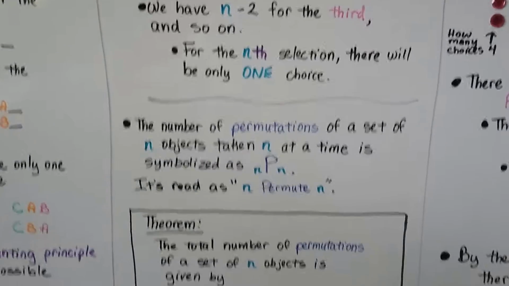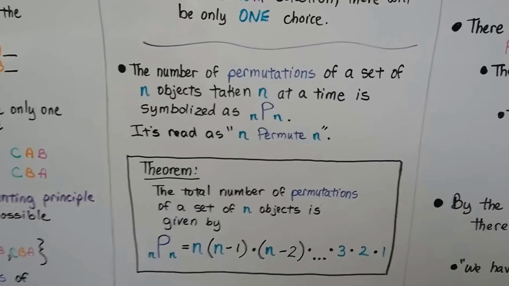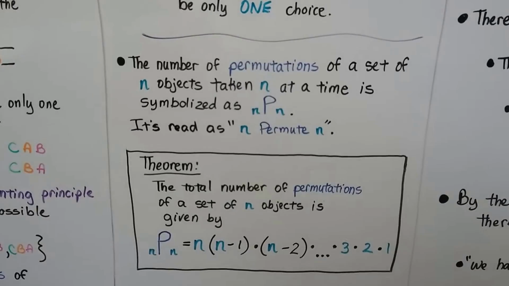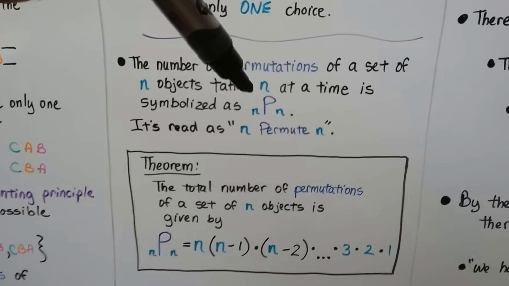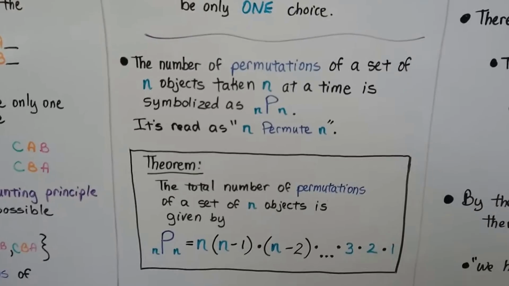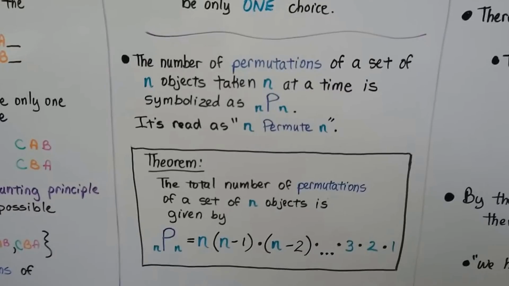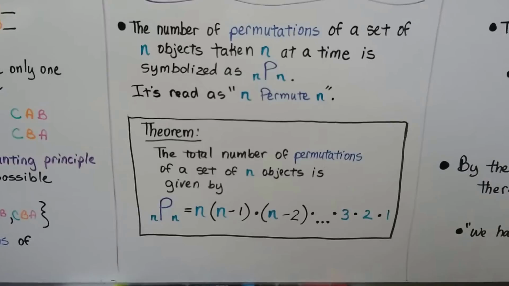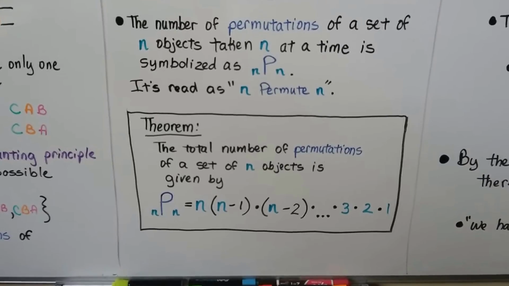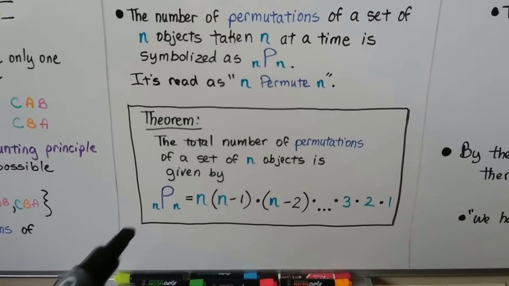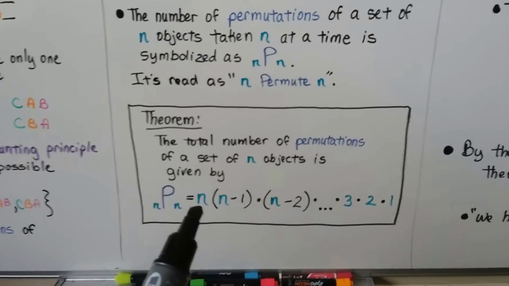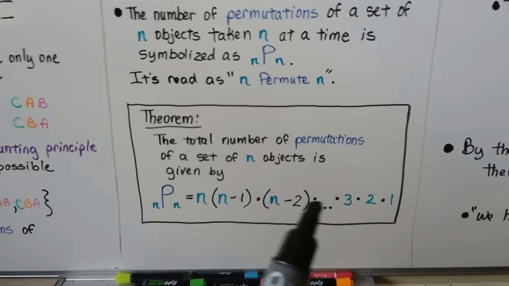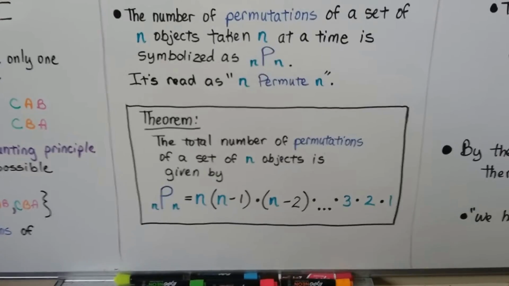And the number of permutations of a set of n objects taken n at a time is symbolized as nPn. You might even see it with the n floating up here. Some teachers write it that way. And it's read as n permute n, or we could say nPn. So I have a theorem for you. The total number of permutations of a set of n objects is given by nPn is equal to n times n minus 1 times n minus 2, n minus 3, and so on, 3 times 2 times 1.